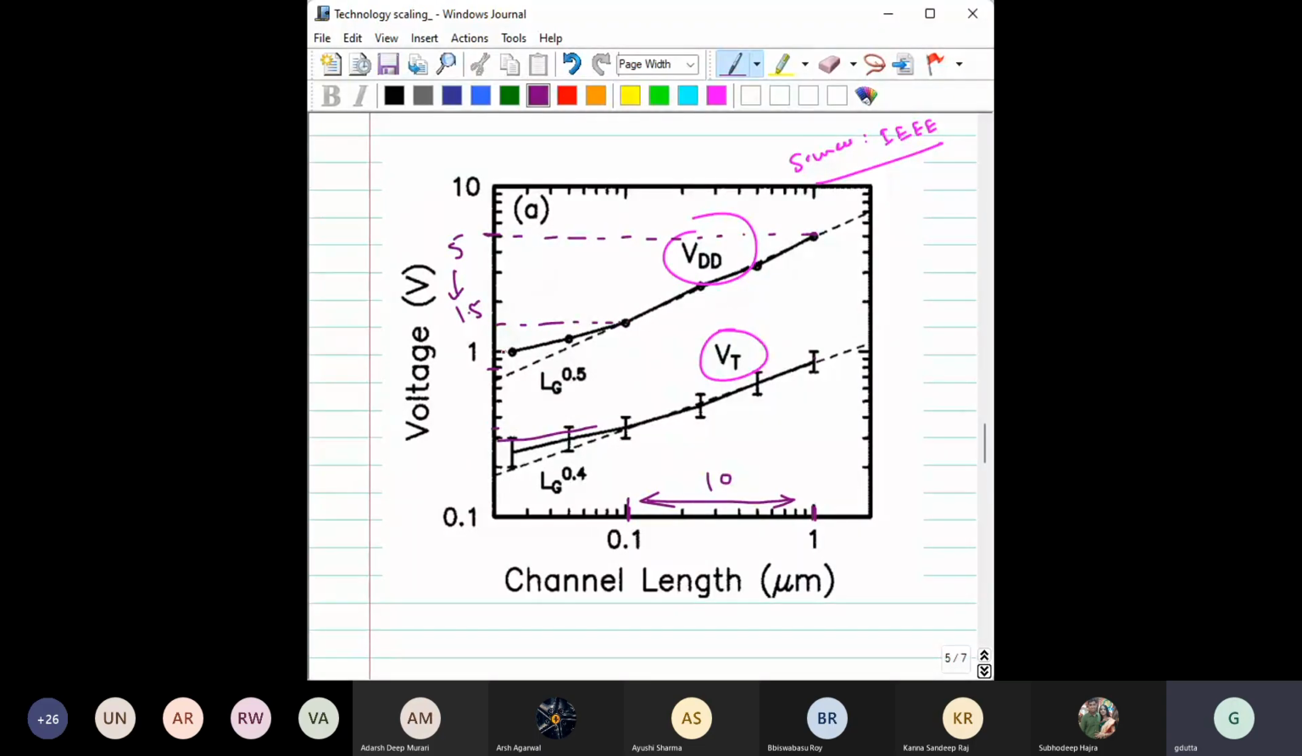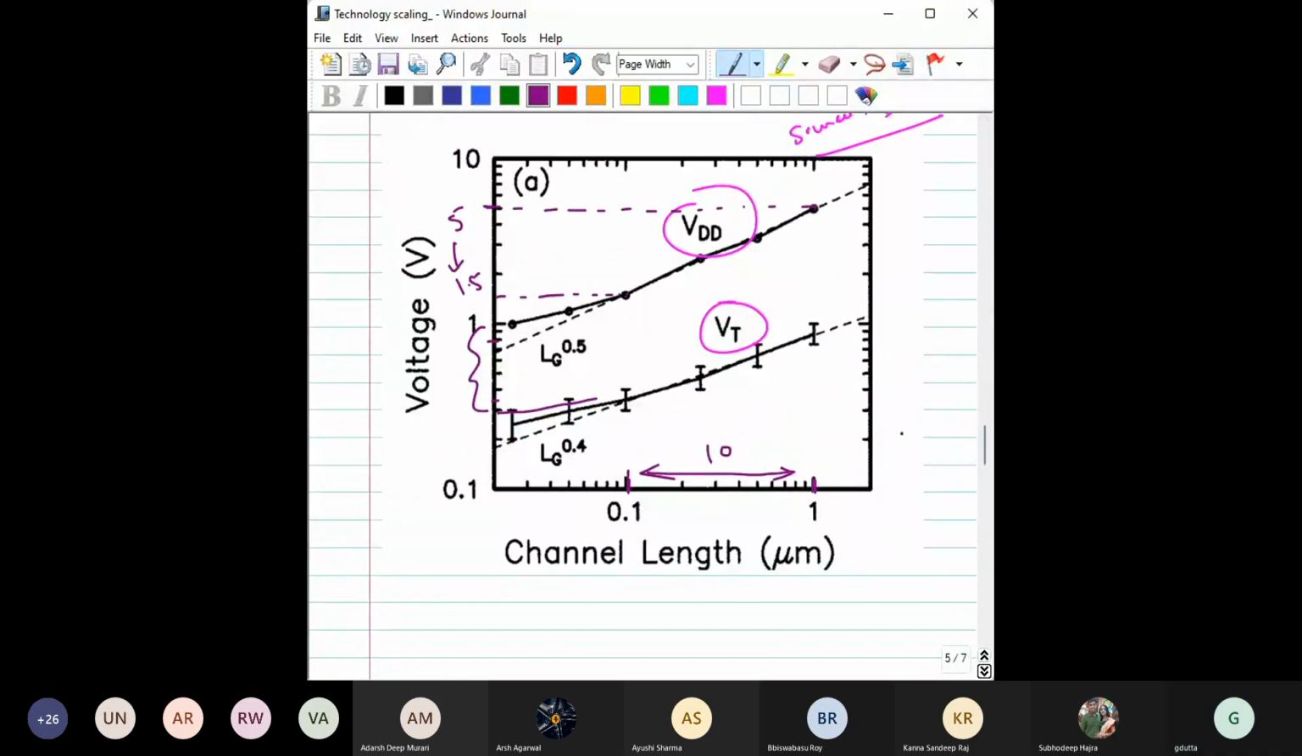Similarly, VDD also we cannot reduce, because this is the overdrive. You understand the overdrive? It is VDD minus threshold voltage. That will come in terms of this I square, right? Means this I is basically this square. So history also says the same thing, whatever we have discussed.